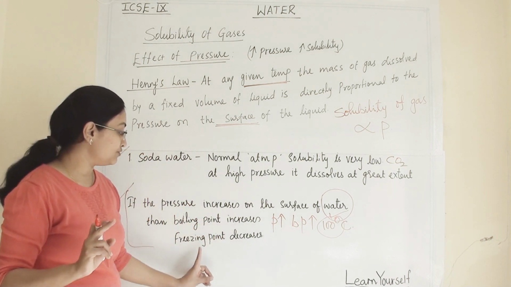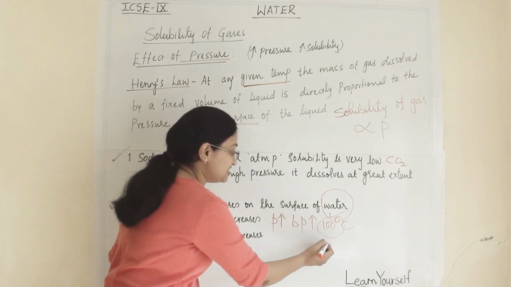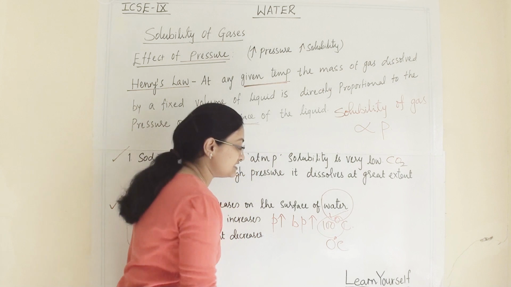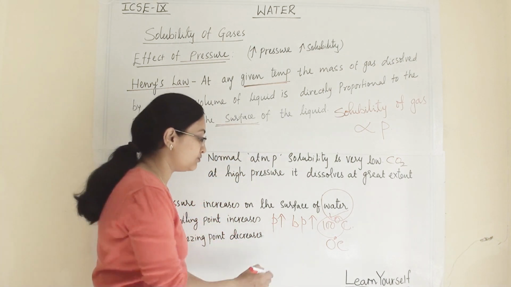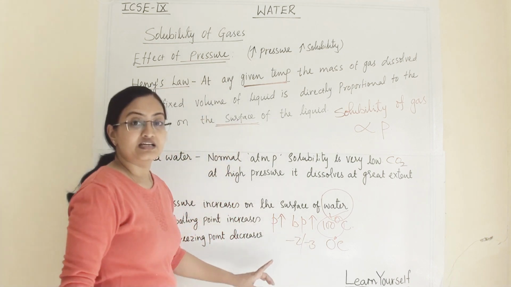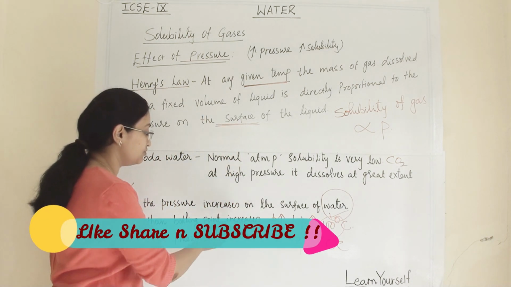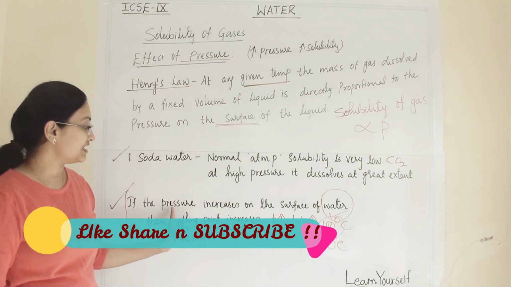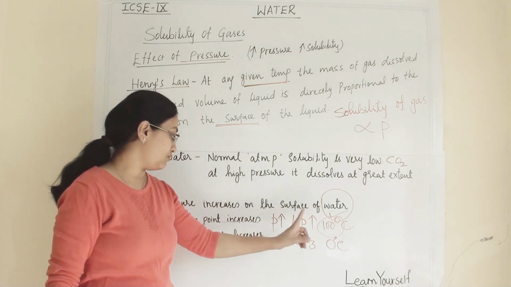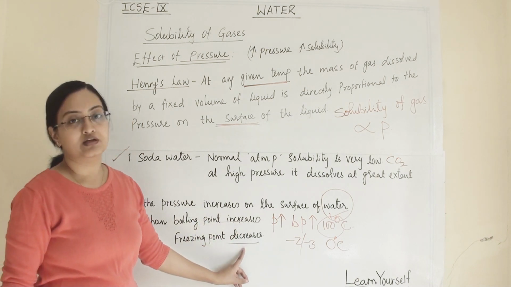But what will happen to freezing point? Freezing point will decrease. Its freezing point is 0 degrees Celsius and it will decrease to -2 to -3 degrees Celsius when we are increasing pressure. So this point is important to remember, that when we are increasing pressure on the surface of water, boiling point will increase and freezing point will decrease.